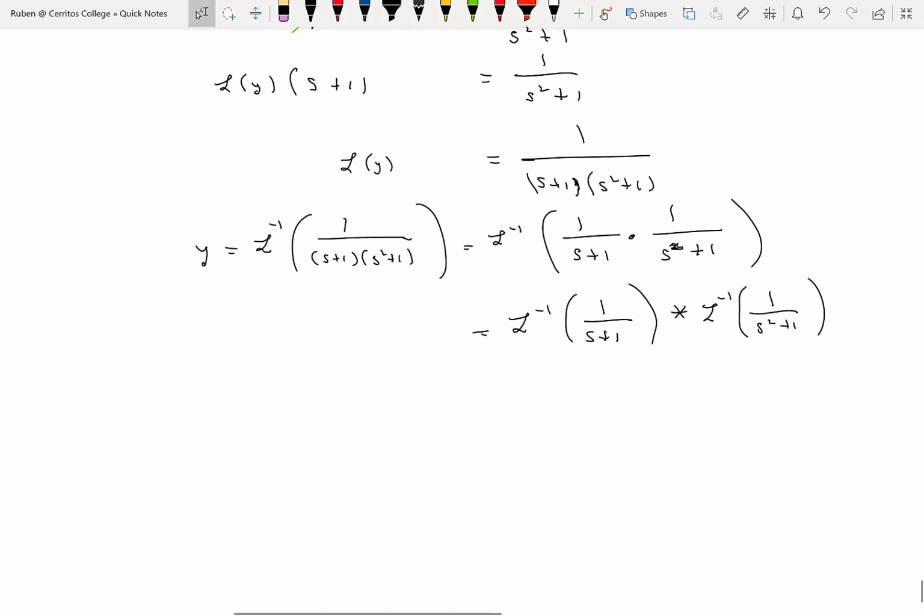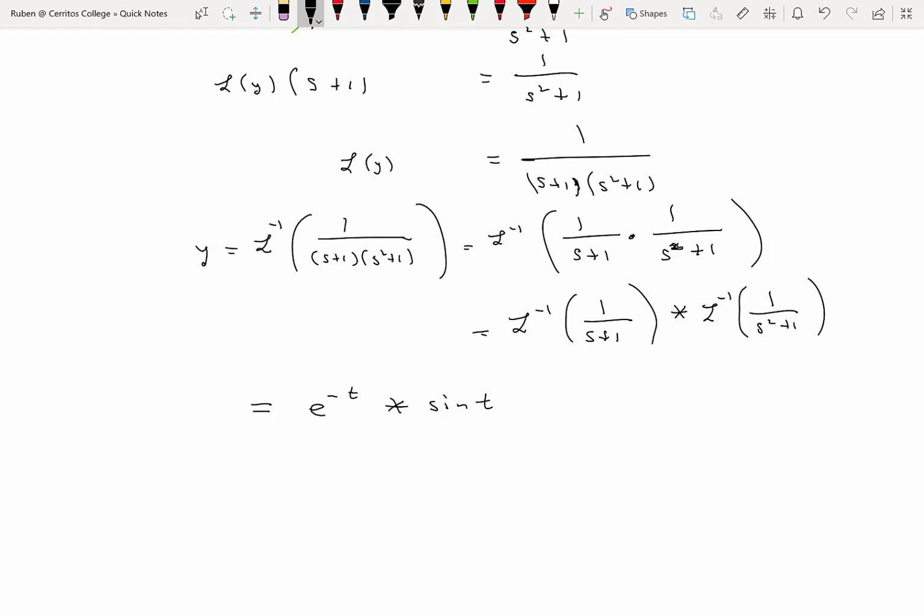So let's keep moving with this. I'm going to shift downward a little bit, no pun intended here. I'm going to come down a little bit, over to the left a little bit. The inverse Laplace transform of 1 over s plus 1 is e to the minus t star, or convolved with, the inverse Laplace transform of 1 over s squared plus 1, which is sine of t. Okay.